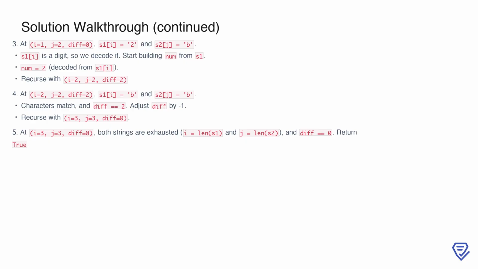At this point, both strings are exhausted, and diff equals 0. Since we've matched both strings successfully, we return true for this example.